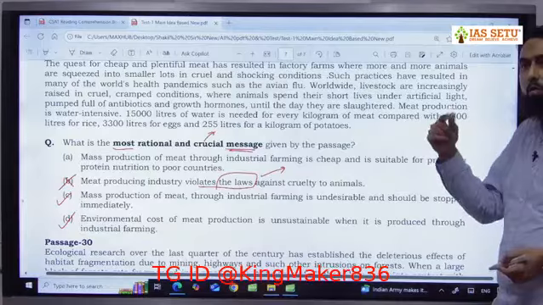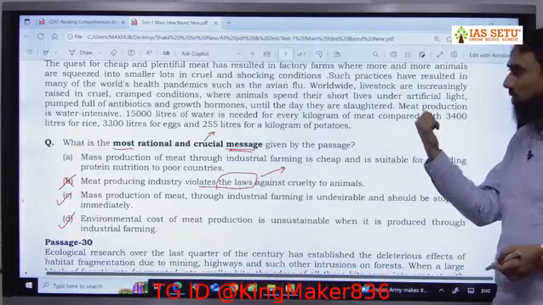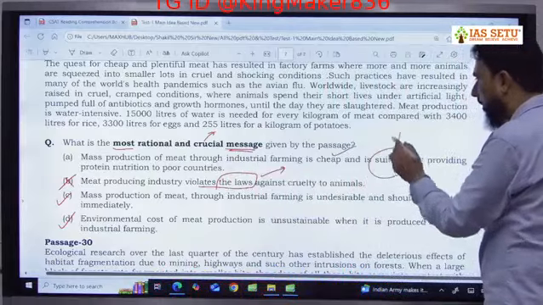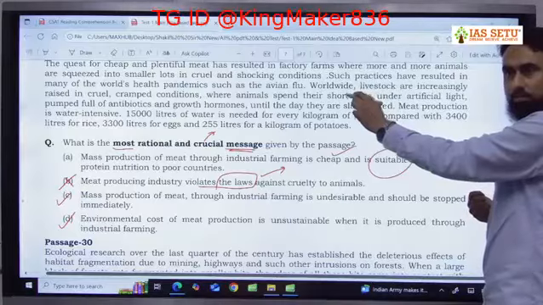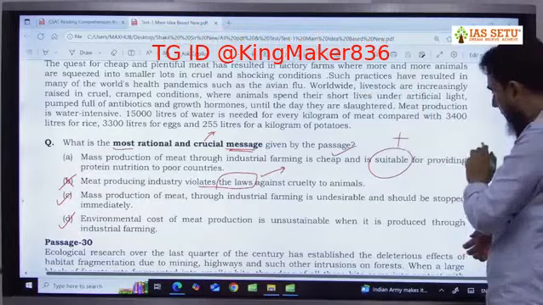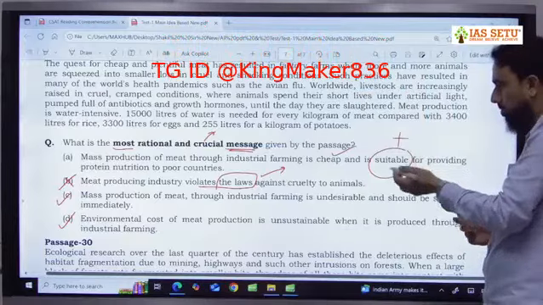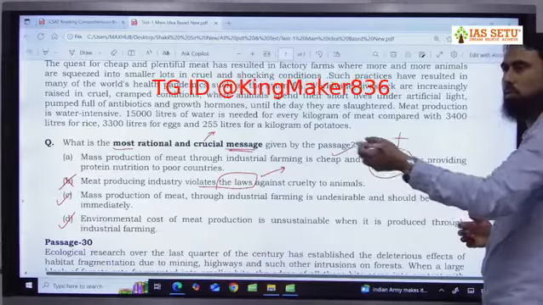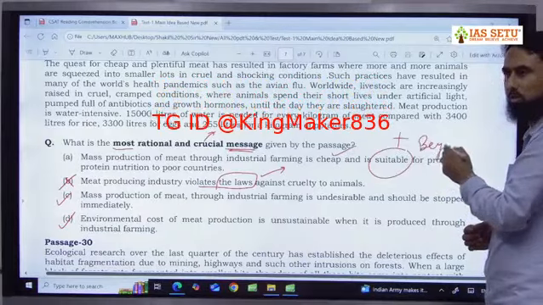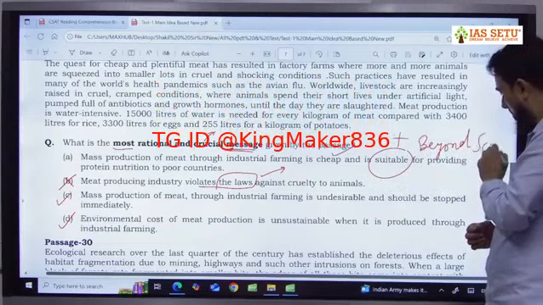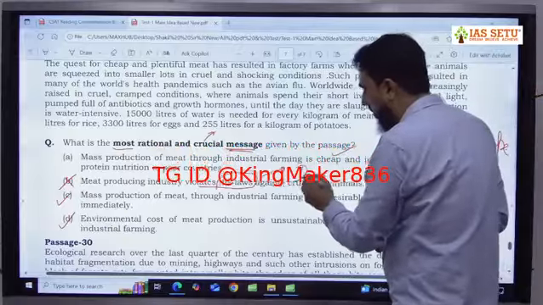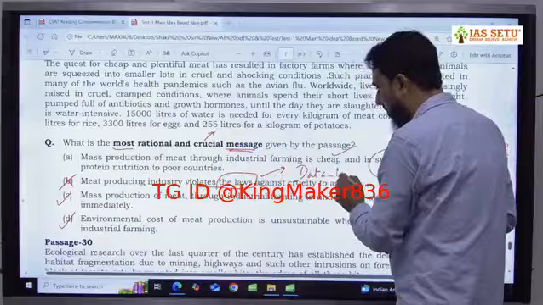You look at the author's attitude towards the topic. This says meat through industrial farming is cheap and is suitable. Positive word, whereas the author is criticizing it. So ये तो मेल ही नहीं खाता, attitude से, tone से ही मेल नहीं खाता. It's out of scope. कल की क्लास में I will make you write down the different characteristics of wrong options. तो ये out of scope और beyond scope option है, इसका चांस ही नहीं है. इसके लिए आपके पास डेटा नहीं है. So it's actually data inadequate for this.